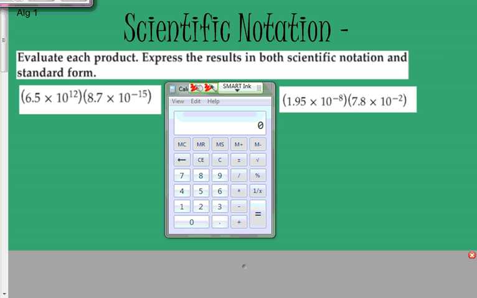You're going to be able to use a calculator on this part. And so I brought it in on the lesson. When you look at multiplying scientific notation, first thing you're going to multiply your front digits together like normal. So we're going to do 6.5 times 8.7. 6.5 times 8.7 gives us 56.55.